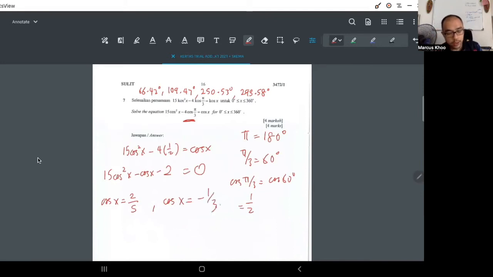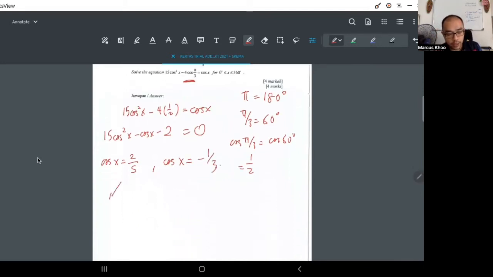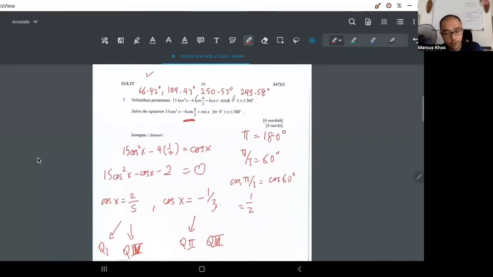So here you will have 2 values, quadrant 1 and quadrant 4. And this one will be quadrant 2 and quadrant 3. So that's why you will have 4 answers for this. Every quadrant has 1 because it is a squared equation.